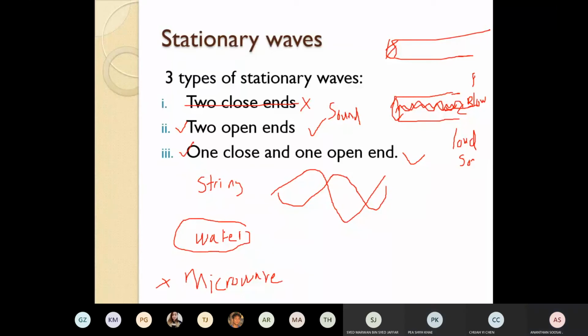Okay, but the condition is that the two waves must be identical. Identical in terms of everything. They must have the same frequency, same period, and the same amplitude. Then only a stationary wave can form at a particular frequency. At a particular frequency. Okay.